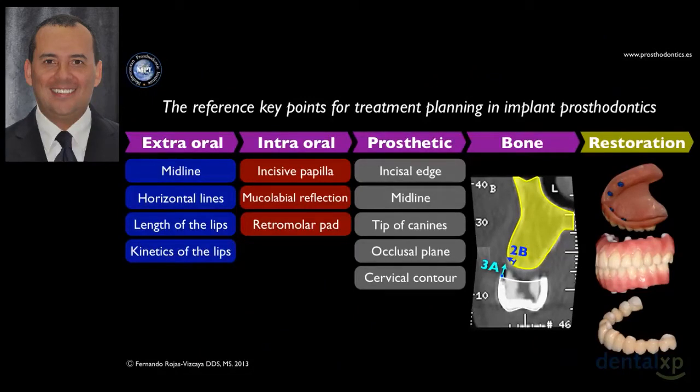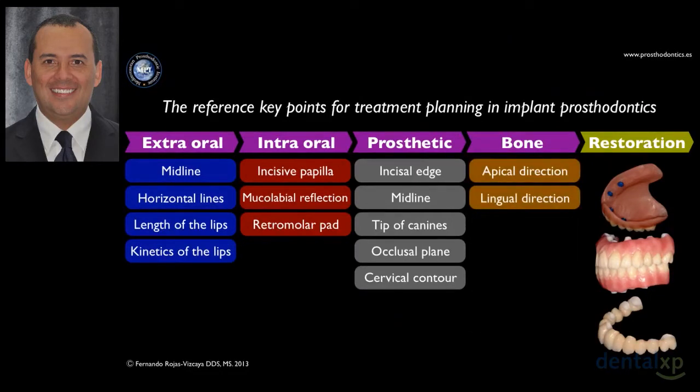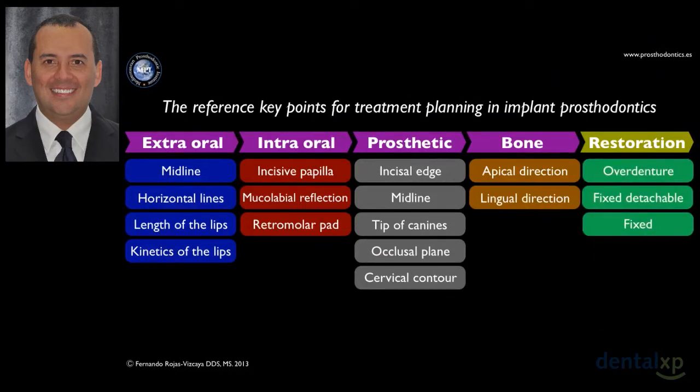So once you know where the new teeth are, because you made your wax-up, or maybe using a base plate you set denture teeth, there are different ways. Once you know the new tooth position, you can analyze the margin of the planned crown in relation to the existing bone. We will see in an apical direction and in a lingual direction where this bone is. Once you make this analysis, you will see that maybe your patient is for an overdenture, maybe for a fixed detachable, maybe for a fixed restoration.